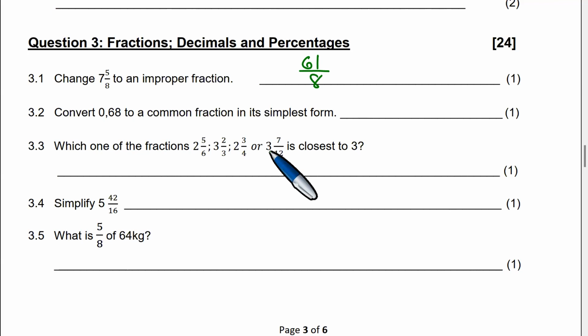Convert 0,680 to a common fraction. Okay, now let's do this one. So let's change this one now. Change 3 and 2 over 5 to improper.